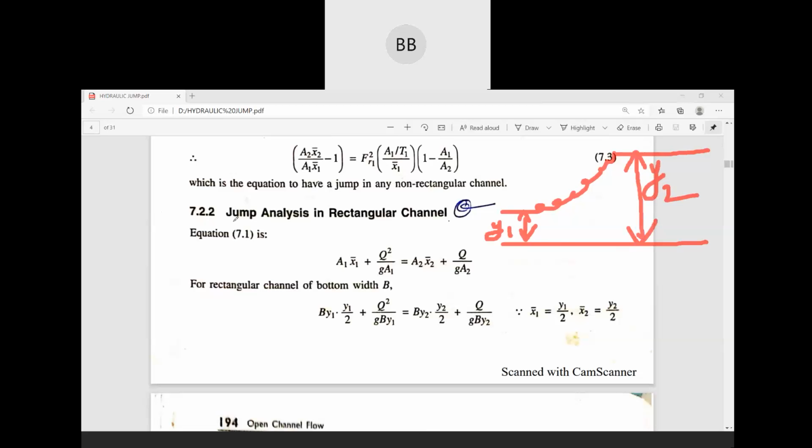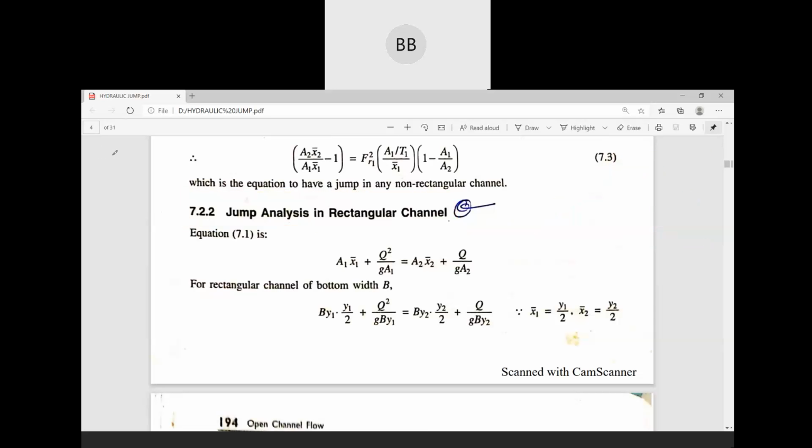So for a rectangular channel, you can write down this jump analysis. This is very important when you go for a competitive exam. There you can find some questions related to this y1 and y2, where y1 is given and you need to find out the y2 value, or y2 is given and you need to find out the y1 value. So you write down the jump analysis in a rectangular channel.